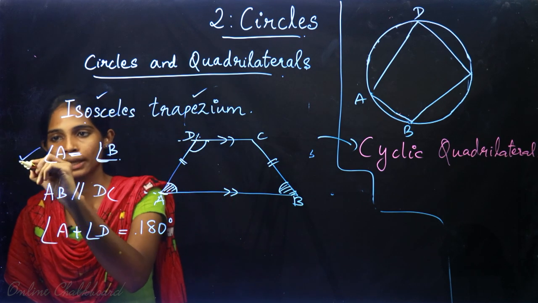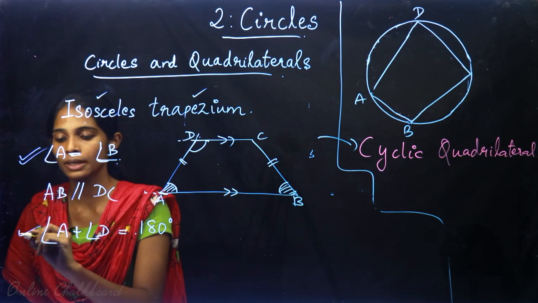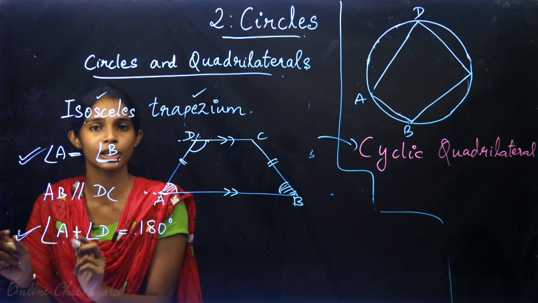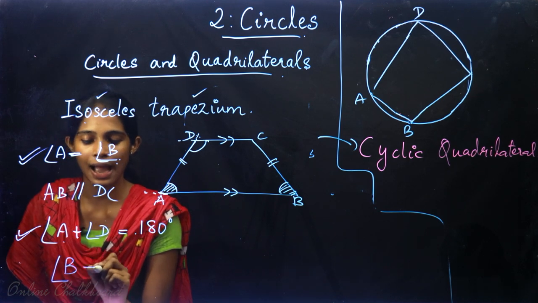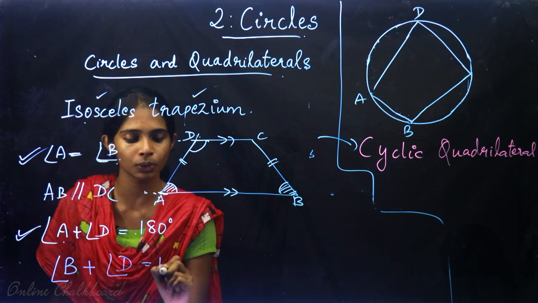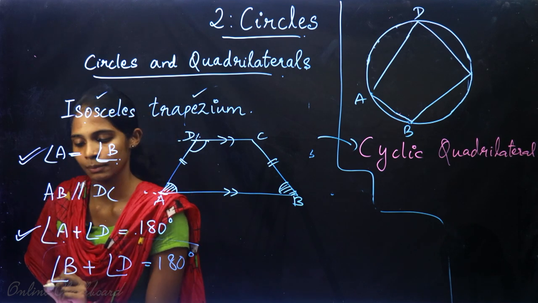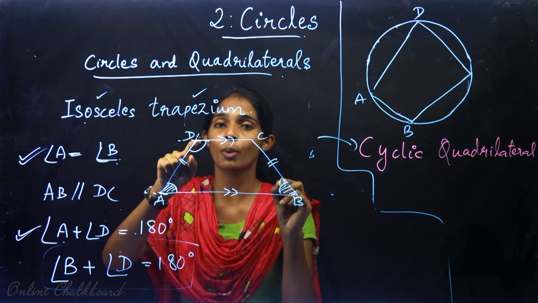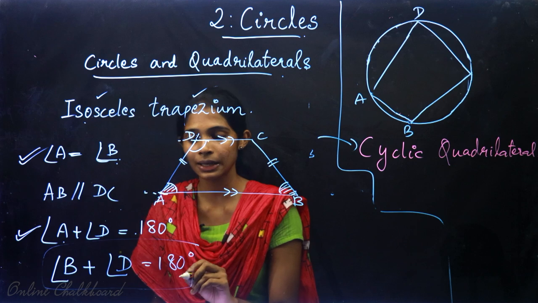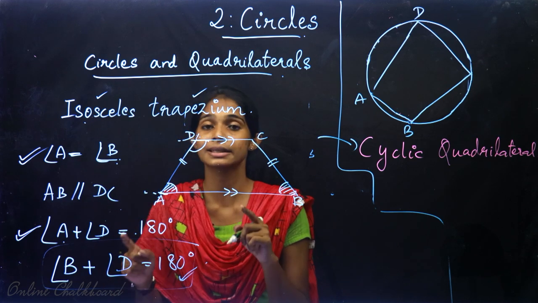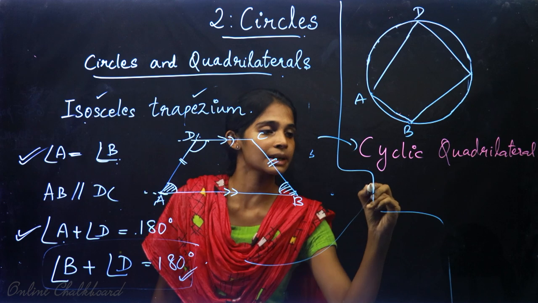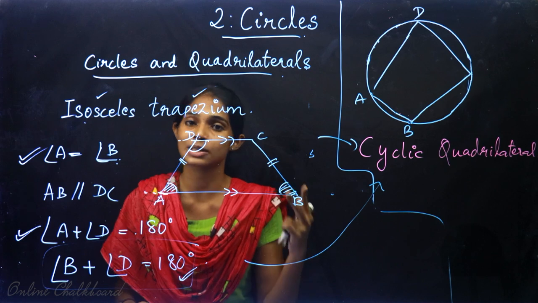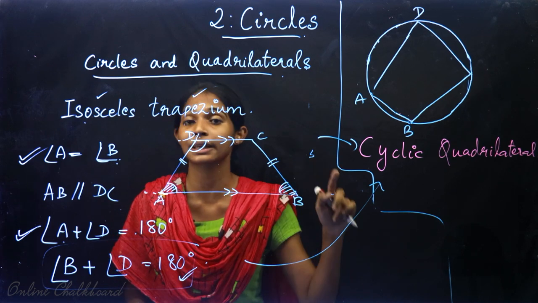Now, we have two equations: angle A equals angle B, and angle A plus angle D is 180. Replacing angle A with angle B, we have angle B plus angle D is equal to 180 degree. We have shown that a pair of opposite angles of this quadrilateral are supplementary. So, we can say that it is a cyclic quadrilateral. Rectangle and isosceles trapezium are two examples of cyclic quadrilateral.